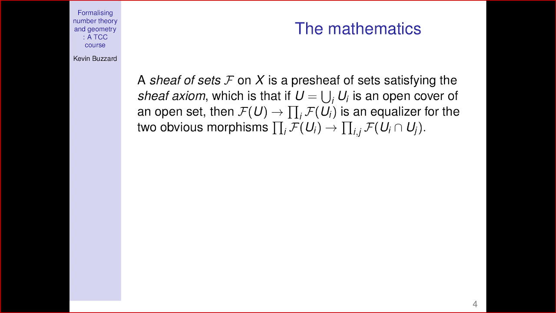I think if I put J and K, I think that's easier to understand. F of UJ intersect F of UK.